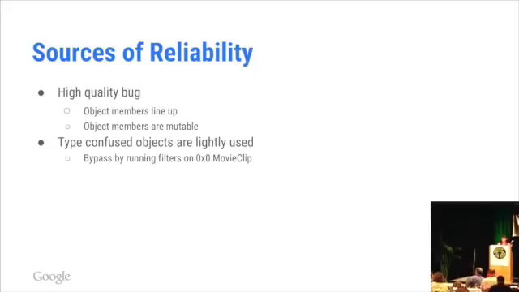The other thing that's good is that the type-confused objects are fairly lightly used. Sometimes you'll have problems with, say, threads running and causing something to crash, but in this case, I was able to just set the movie clip object to 0 by 0, which means basically the threads that typically use these objects won't run because there's no pixels in the object. So that deals with reliability that way.